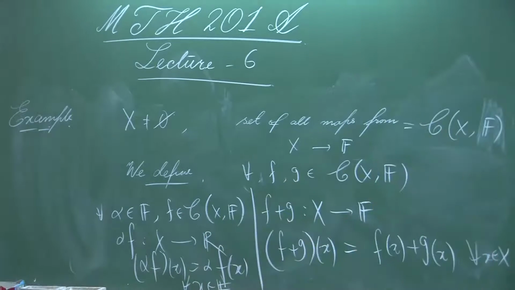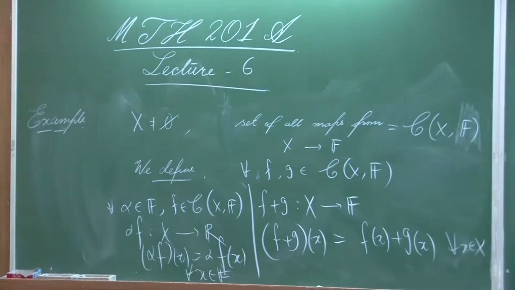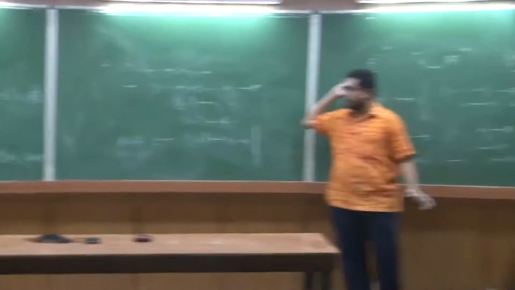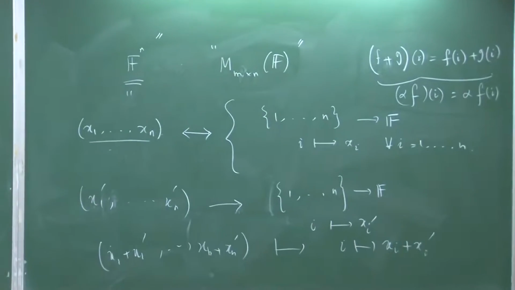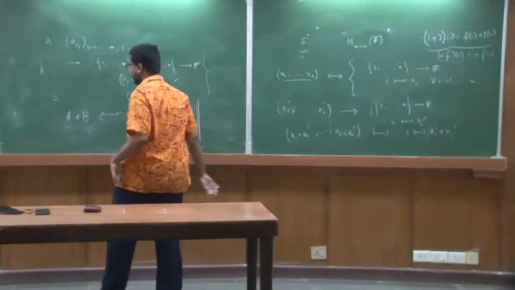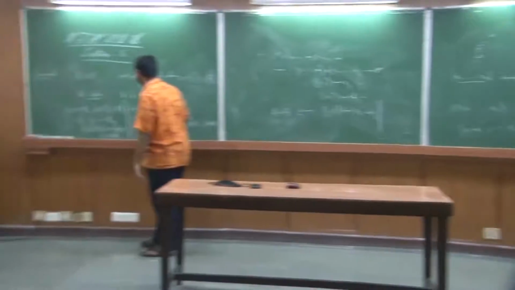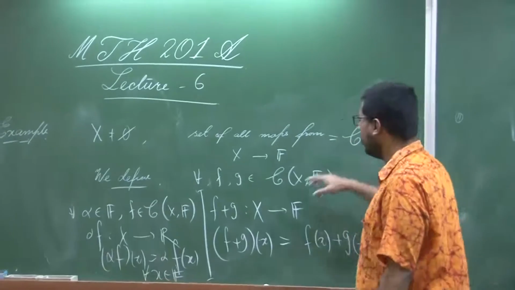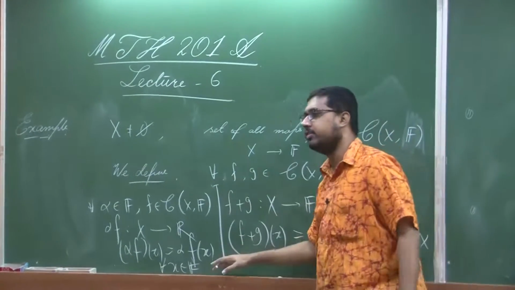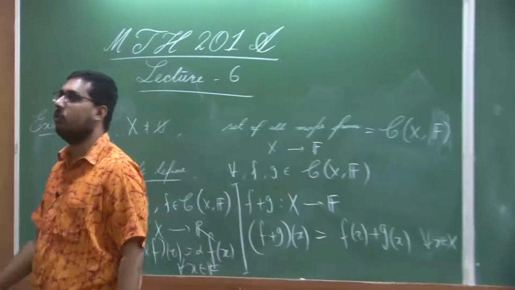These are motivated from the two examples, namely F^n and the space of matrices. So, now I leave this to you to check that this collection with respect to these two operations will become a vector space over F.